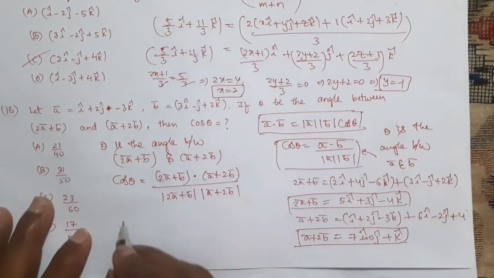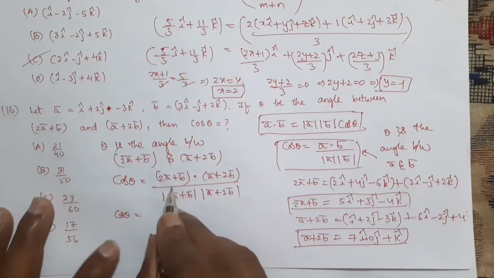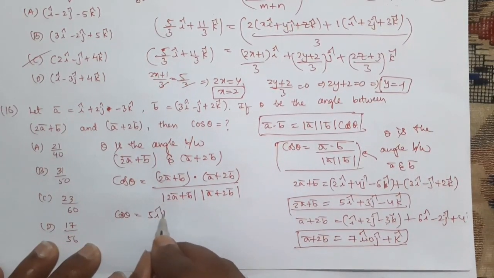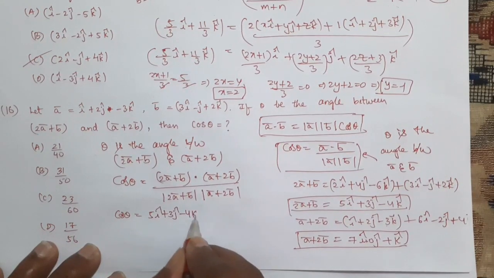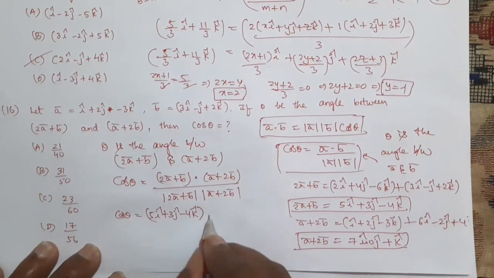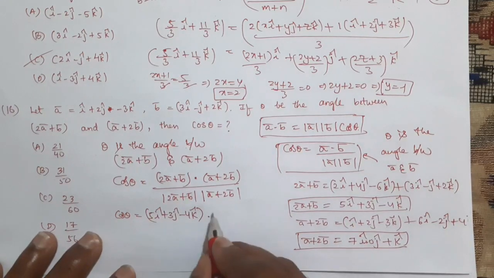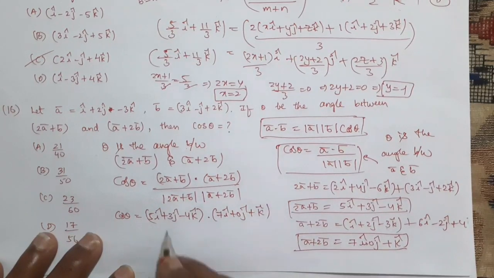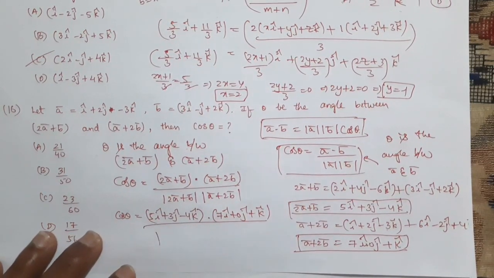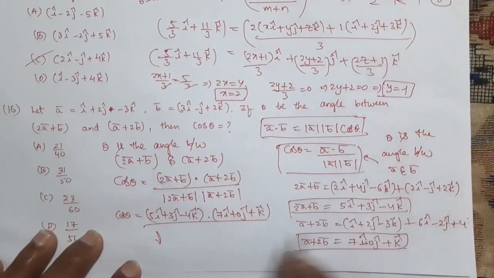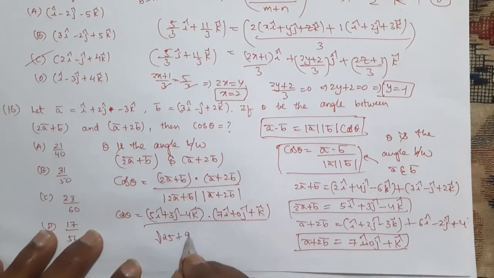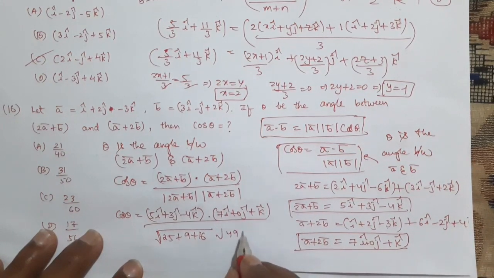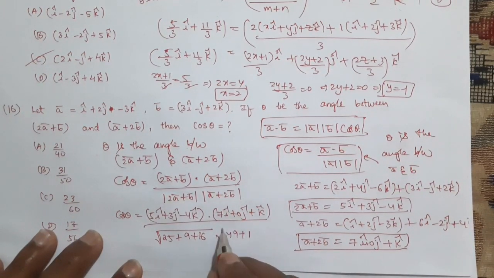Now in this form, what we need: cos theta is equal to 2a bar plus b bar, which is 5i cap plus 3j cap minus 4k cap, dot a bar plus 2b bar, which is 7i cap plus 0j cap plus k cap, divided by modulus of 2a bar plus b bar. Modulus means square root of 5 square 25 plus 9 plus 16, into square root of this one, 7 square 49 plus 0 square 0 plus 1 square 1.